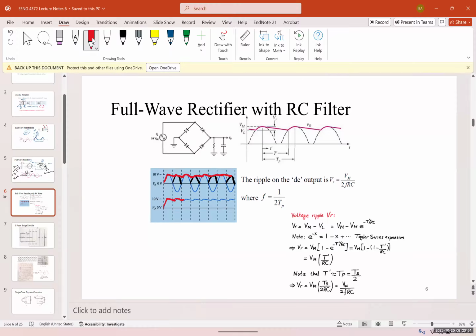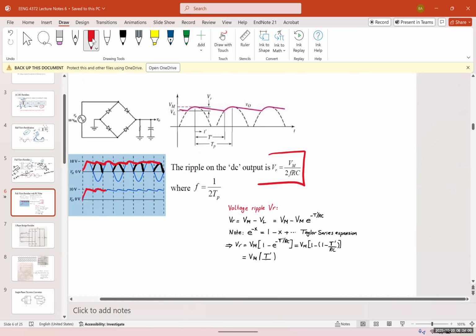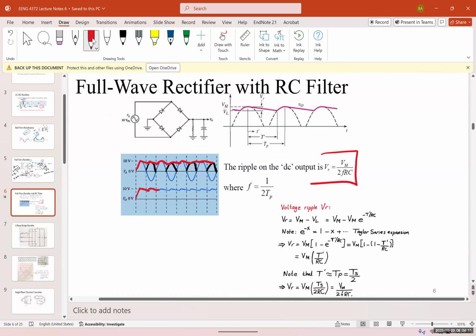So this is called the ripple effect. The ripple on the DC output is VR, and this is very important, Vm over 2 F R C, where F is equal to 1 over 2 TP. And TP actually is between these two peaks. You can see.